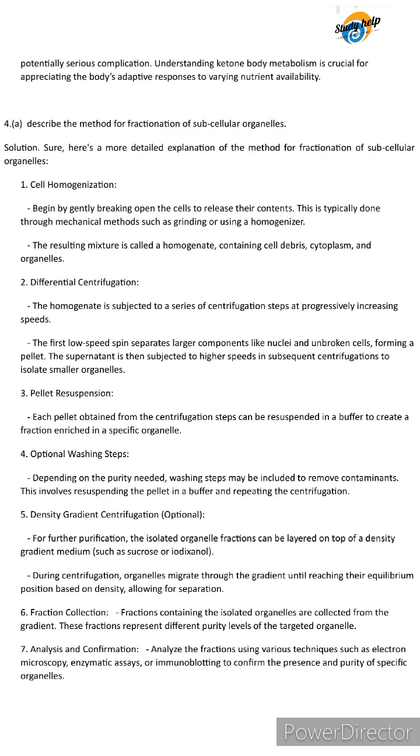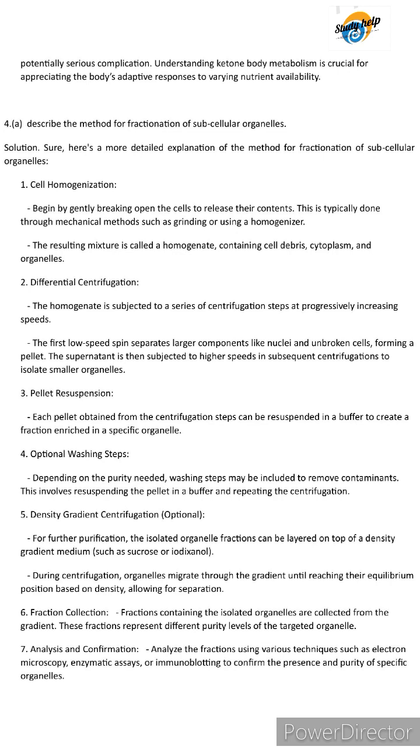4a. Describe the method for fractionation of subcellular organelles. Solution. Here's a more detailed explanation of the method for fractionation of subcellular organelles. 1. Cell homogenization. Begin by gently breaking open the cells to release their contents. This is typically done through mechanical methods such as grinding or using a homogenizer. The resulting mixture is called a homogenate, containing cell debris, cytoplasm, and organelles.